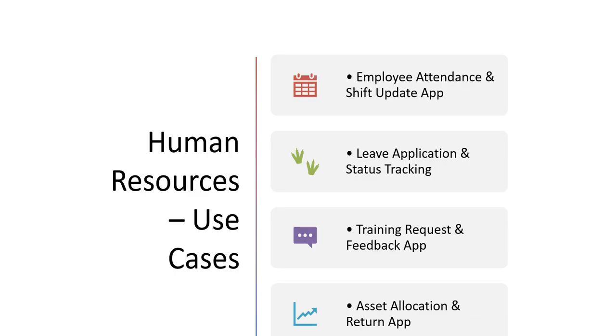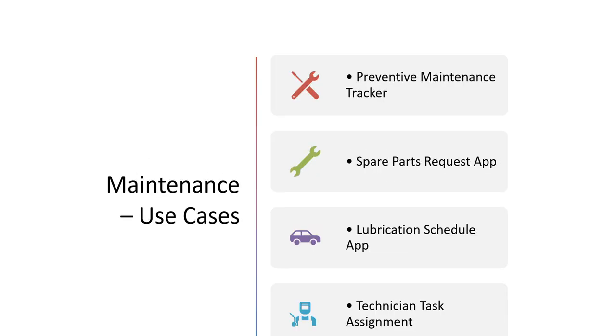For human resources: daily attendance, shift management, leave applications, training requests, asset maintenance, they can use this app for that. I'll pass through it faster. Maintenance: preventive maintenance, spare parts, lubrication, technician task assignment. For this, we can use this Power App.